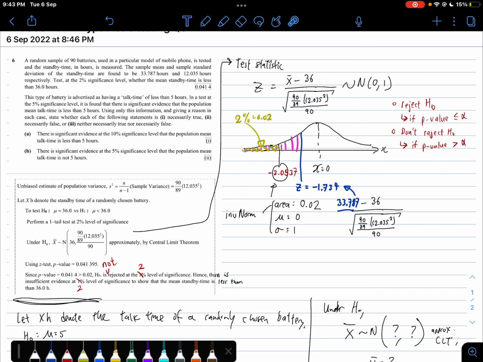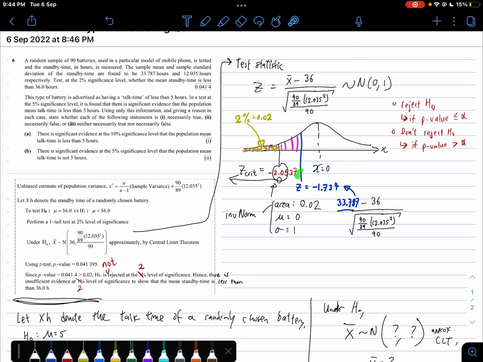So what does it mean about our critical region or rejection region? It means that we have to reject the null hypothesis if we have a value of the test statistic within this region, z less than negative 2.0537. This is the z critical, by the way.